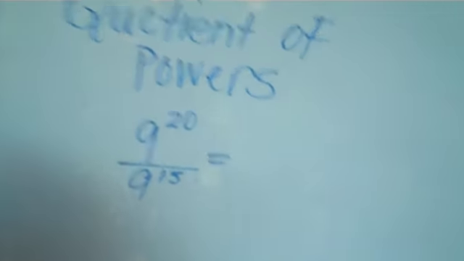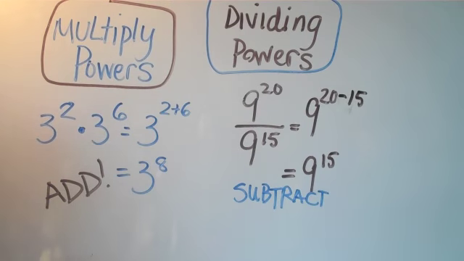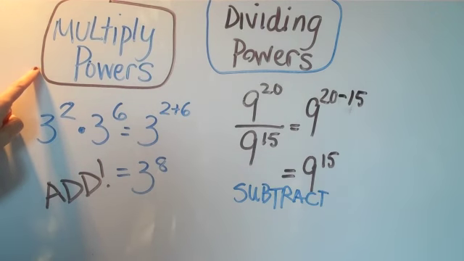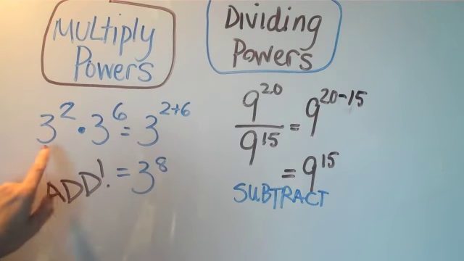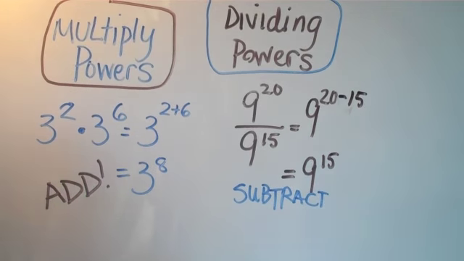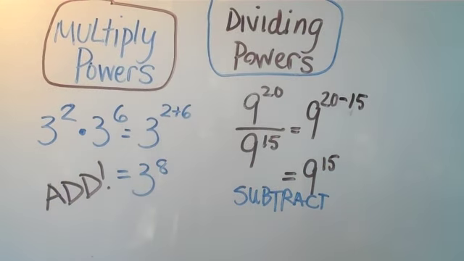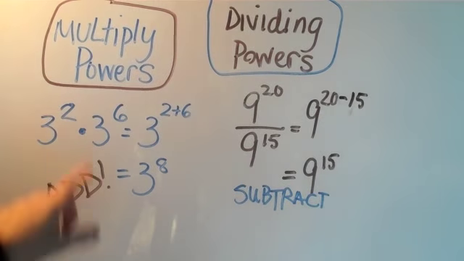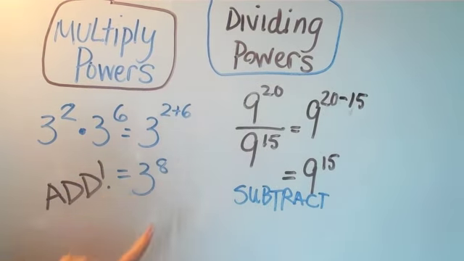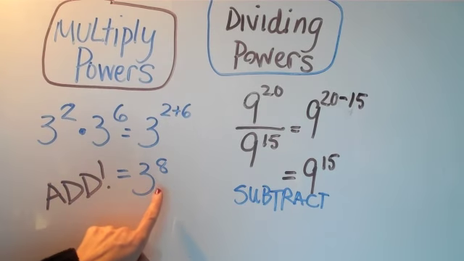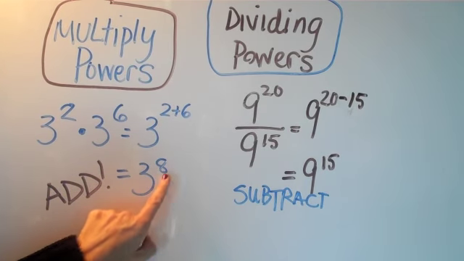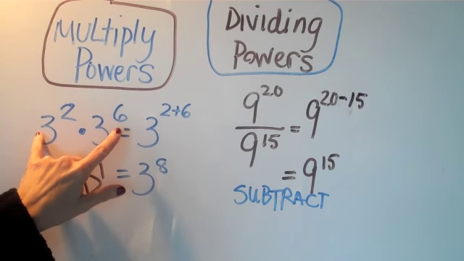And before I get into how to solve that, I want to remind you that when you were multiplying powers, it looked like this, right? 3 squared times 3 to the 6th power. And what you did was you took the 2 and the 6 and added them together, and you found that your answer was 3 to the 8th power. So when you multiply, you add.